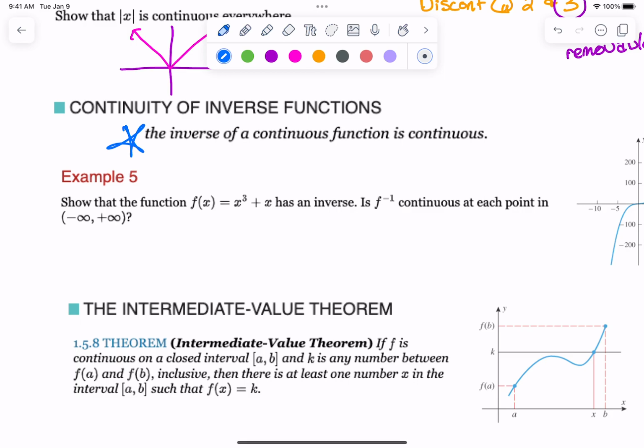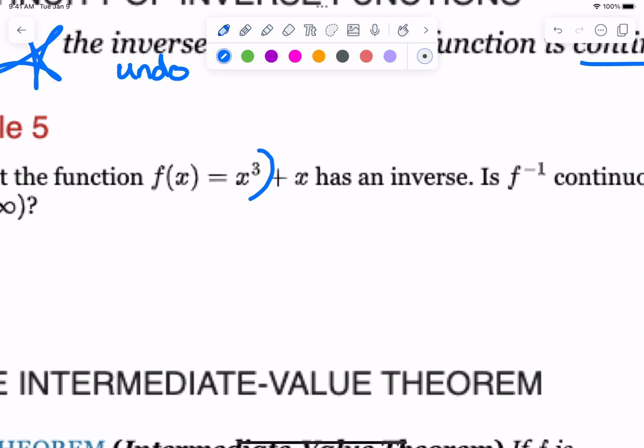If you're talking about an inverse function, inverse functions undo one another, right? An inverse function undoes the original function. If the original is continuous, the inverse is continuous. So it says the inverse of a continuous function is continuous. If the original is continuous, the inverse is continuous, okay? So a function that undoes x to the third power is going to be some form of the cubic root of x, right? So it becomes just x.